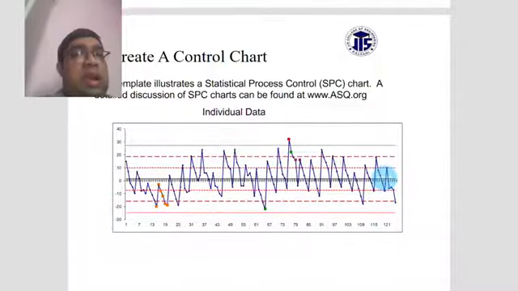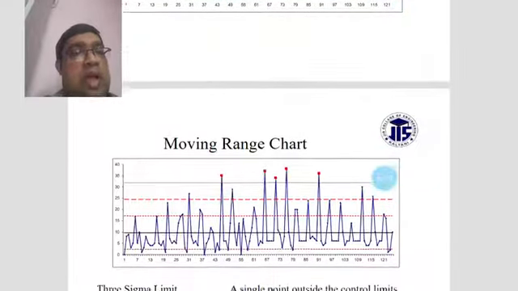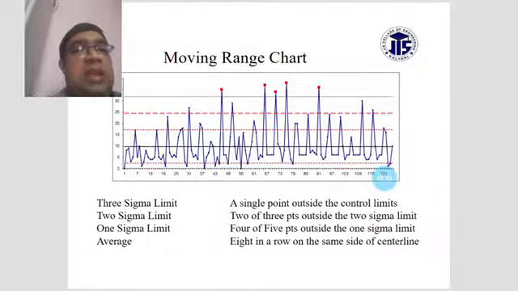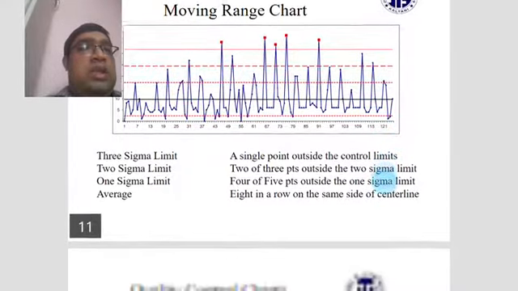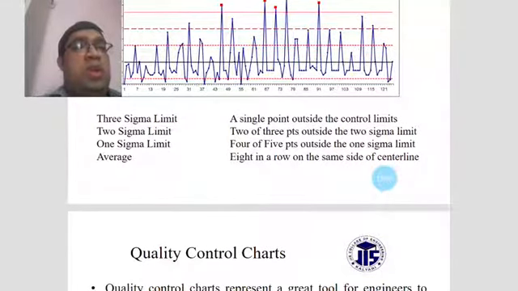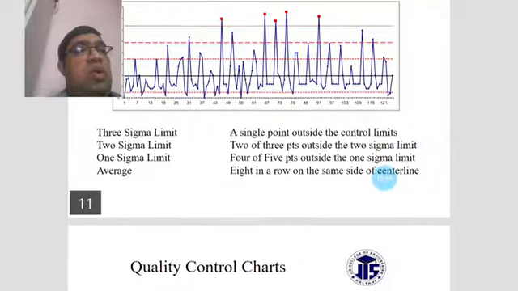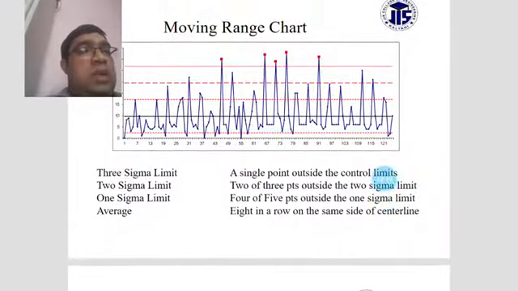For the individual data, you first apply it and find the control charts. Another thing, the moving range charts will also be there, and the sigma limits will be considered: a single point outside the control limits, 2 of 3 points outside the 2 sigma limits, 4 of 5 points outside the 1 sigma limits, and 8 in a row on the same side of the central line.